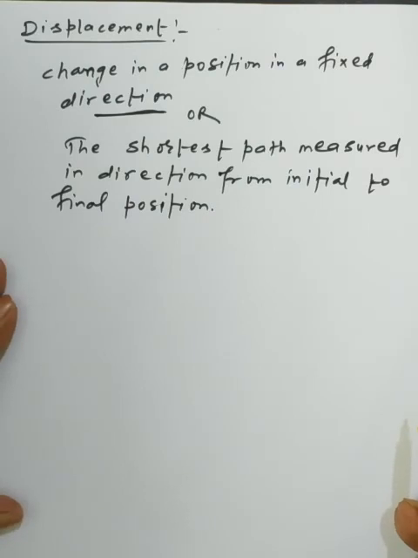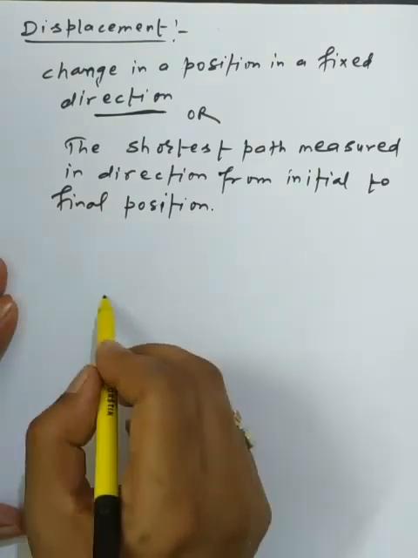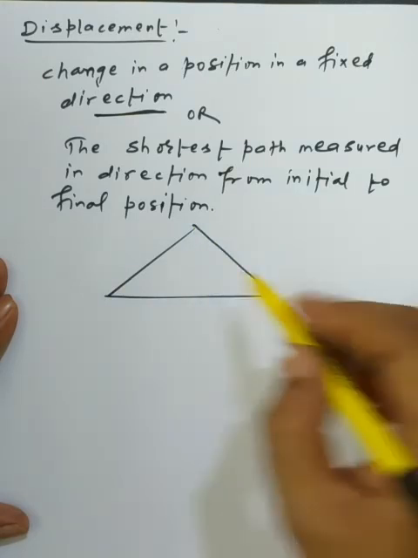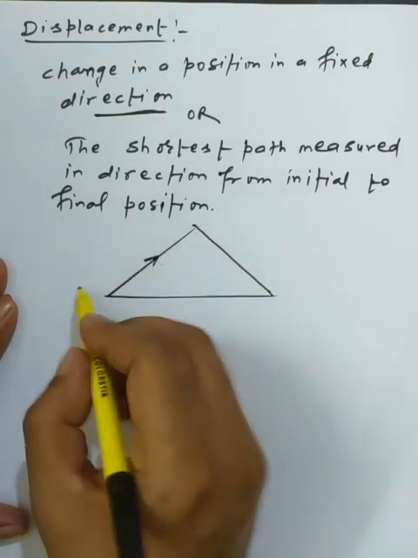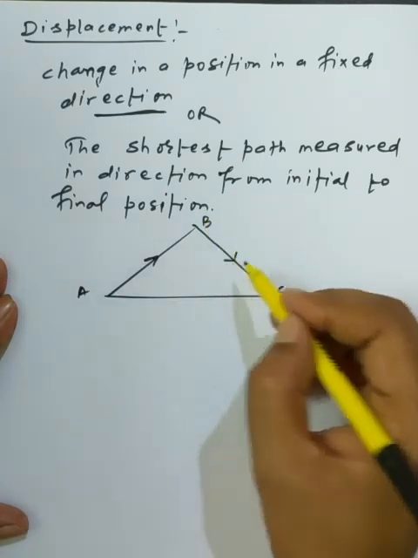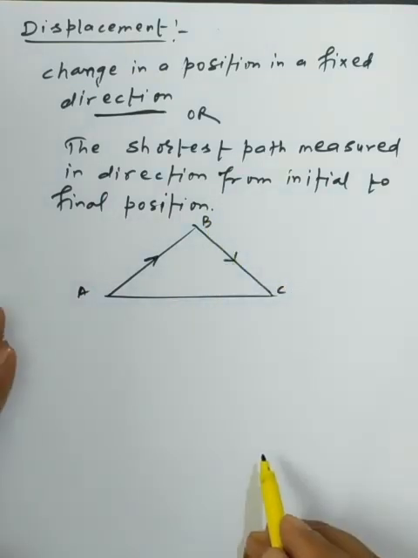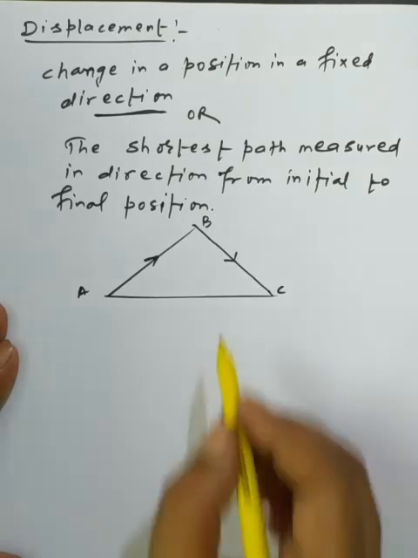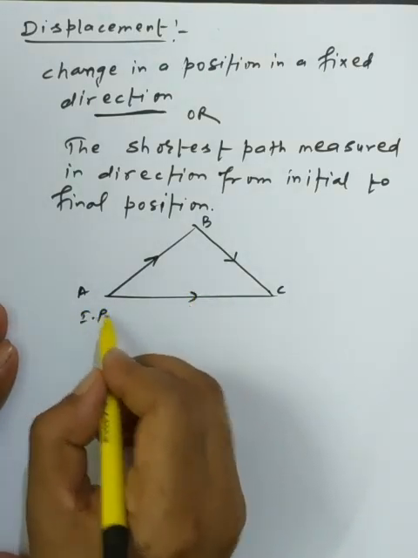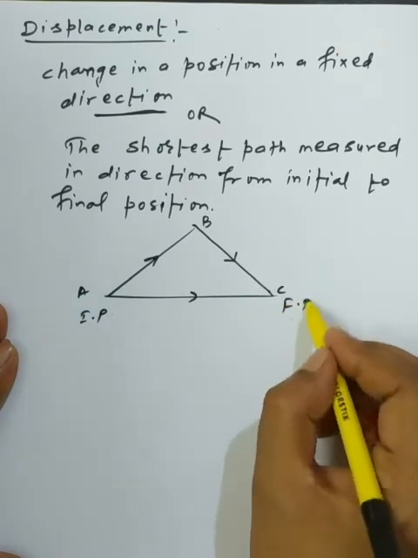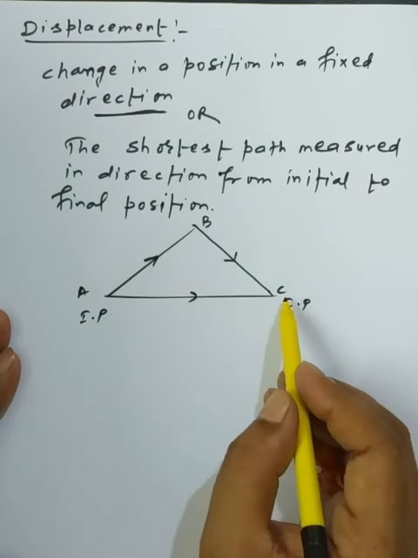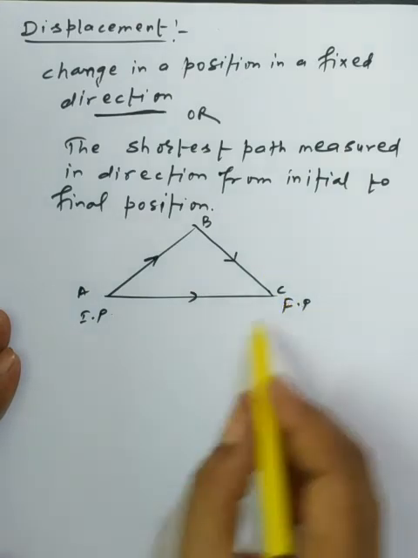Now, we can further take a geometrical shape here. This is the triangle shape which I have taken in front of you, and an object is moving from A to B and B to C. So what is the possible displacement we have? This is the initial position and this is the final position. So the object is moving from A to B and B to C. Then what is the displacement?